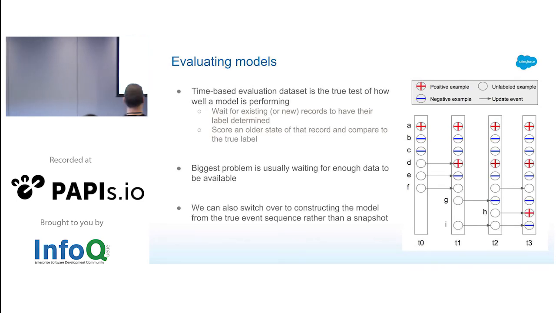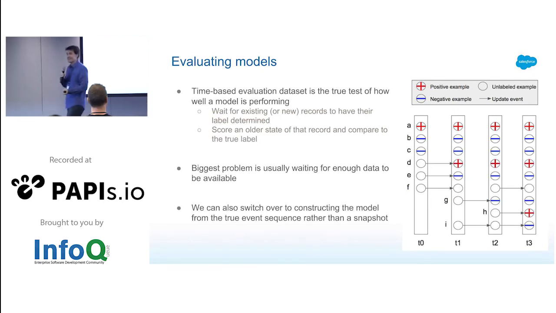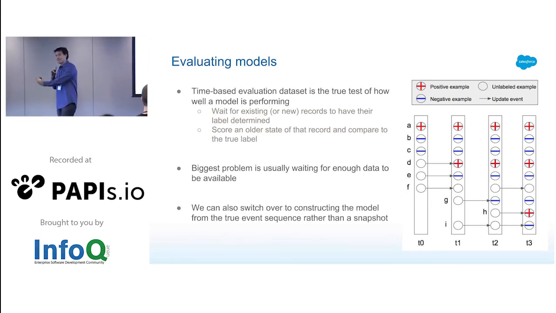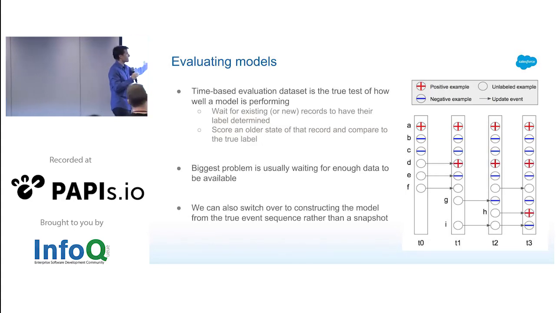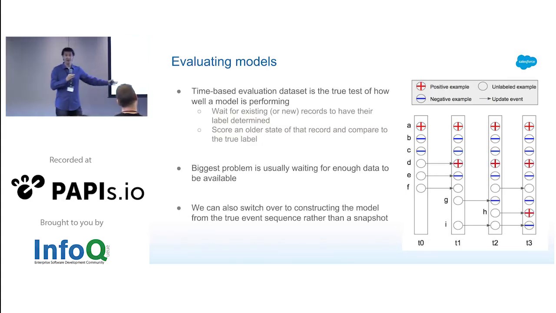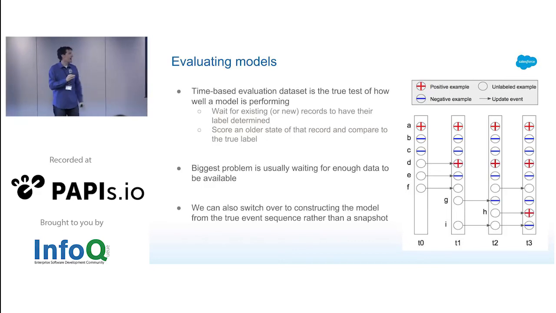I'd also want to evaluate on records that don't even exist yet at training time, but will later have a label, months down the line. So this is the actual true test of how well the algorithm is doing in practice. And we refer to this as time-based evaluation to not get confused with normal evaluation on the training set.